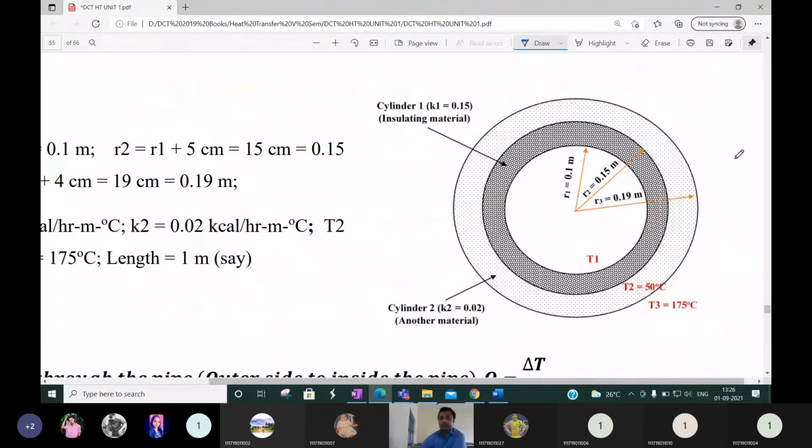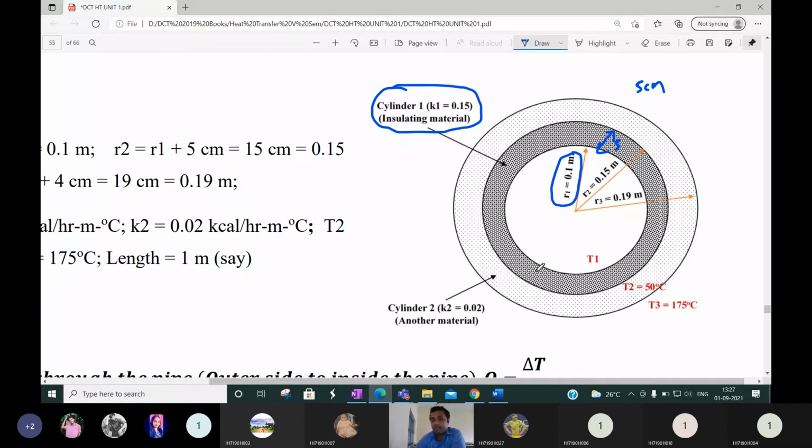Okay, let me explain it. First it was given a 10 centimeter pipe, so R1 is equal to 0.1 meter. It is lagged with an insulating material whose thermal conductivity is 0.15. And what is the thickness of the insulating material? The thickness is given as 5 centimeter. So this is 10 centimeter, this thickness is 5 centimeter, so total R2 will be 10 plus 5, 15 centimeter.